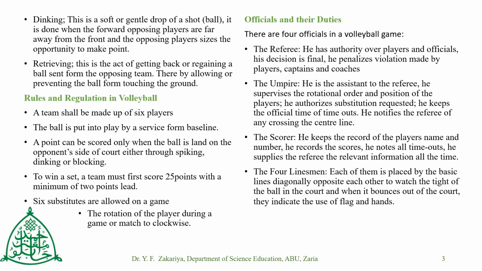The scorer. The scorer keeps a record of the players' names and numbers. He records the score. He notes all timeouts. He supplies the referee the relevant information all the time. The 4 linesmen. Each of them is placed by the boundary lines diagonally opposite each other to watch the height of the ball in the court. When it bounces out of the court, they indicate it.